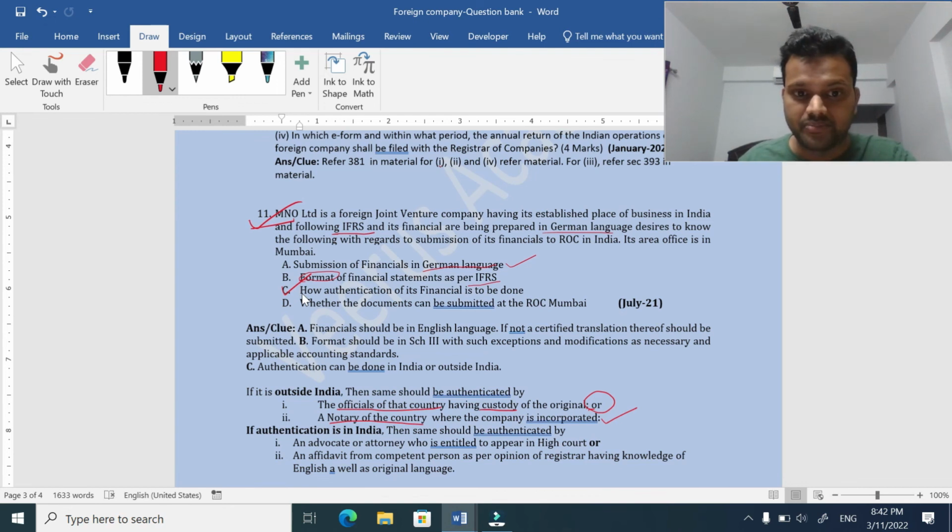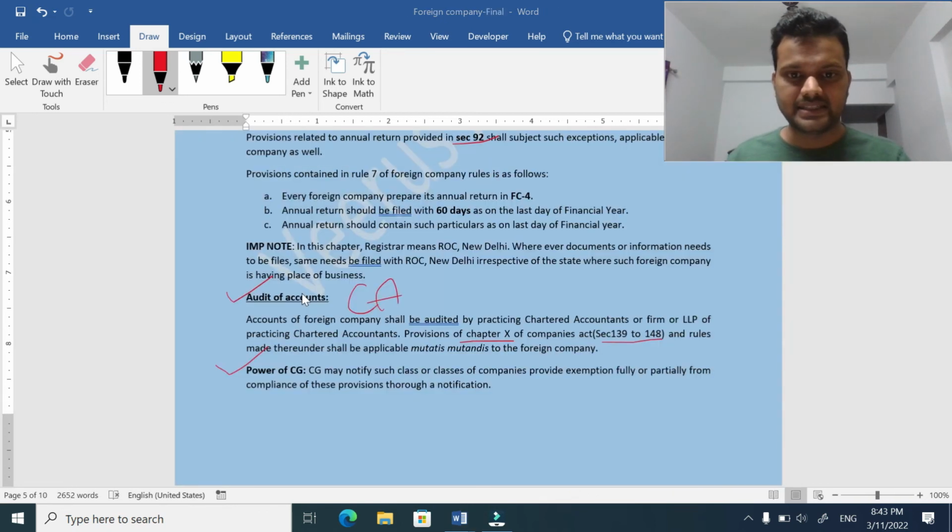And point number D, whether the documents can be submitted to ROC Mumbai? No, we just discussed. ROC means it's always ROC New Delhi. The document should not be submitted to Mumbai. Even for a place of business in a particular state, the document has to be submitted with the ROC New Delhi only. It was asked in July 21, so it is important. Very recently tested. We'll move on to the next provision.